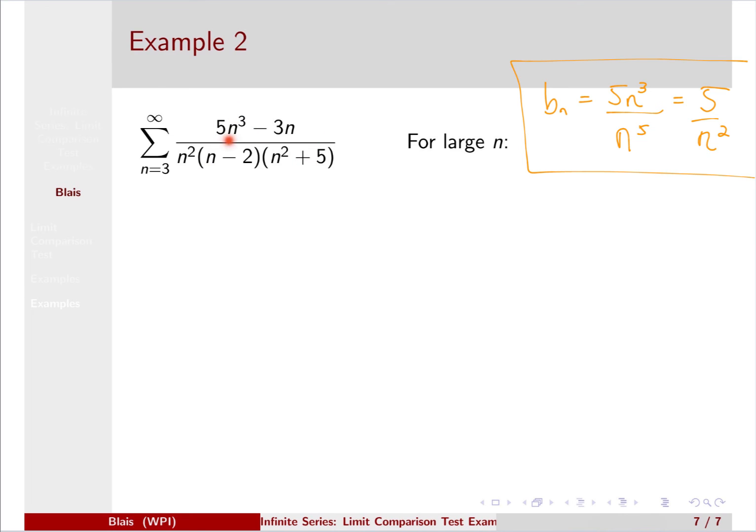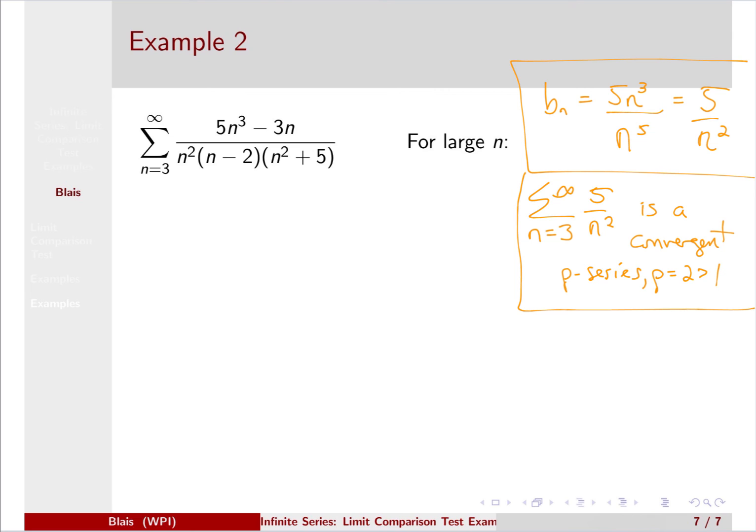And that choice of bn will give us what we want when we take the limit of the ratio of our given terms to this 5 over n squared term. And we note that the sum, n going from 3 to infinity, of 5 over n squared is also convergent. So this is a convergent p-series. And again, p is 2, which is bigger than 1. Hence, the series converges. So we found this simpler series that we know converges.